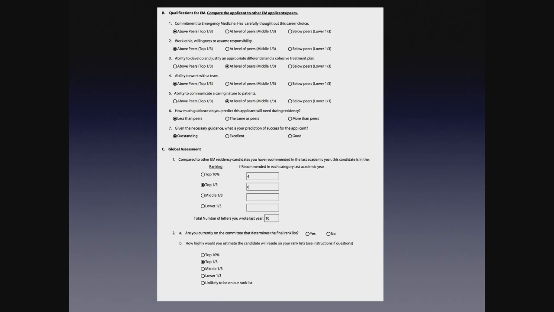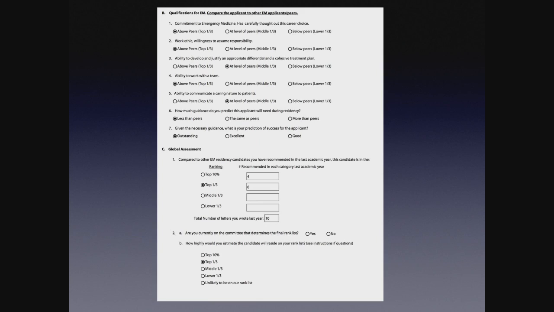Did you think out your career choice? What is your work ethic? How do you work with a team? The ability to communicate a caring nature, all right? You can't change a lot of things that happened in med school, but you can change how you cue yourself for the things that people are going to be looking for. You know the questions to this test. It's a matter of how you put your best foot forward and how you put yourself out there.